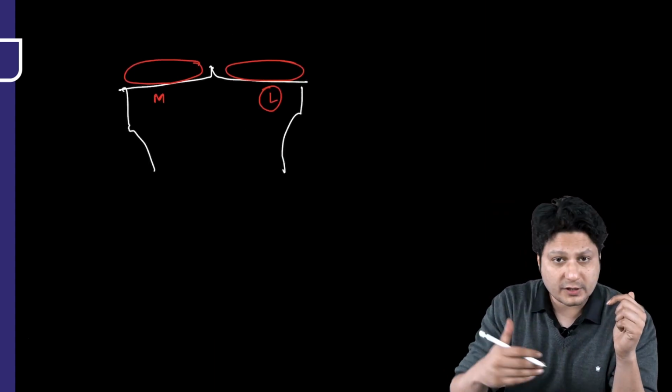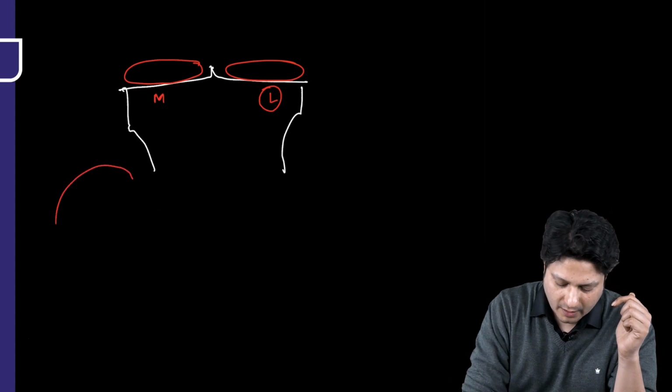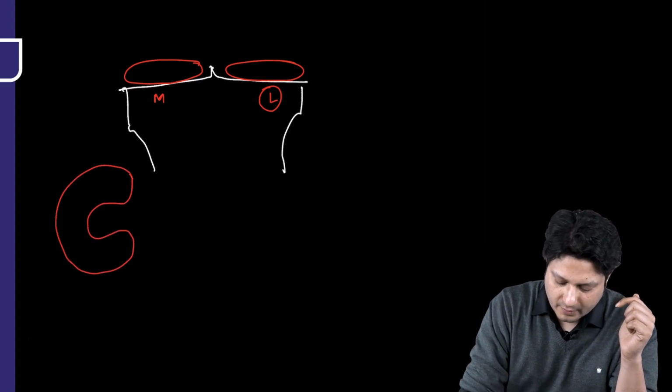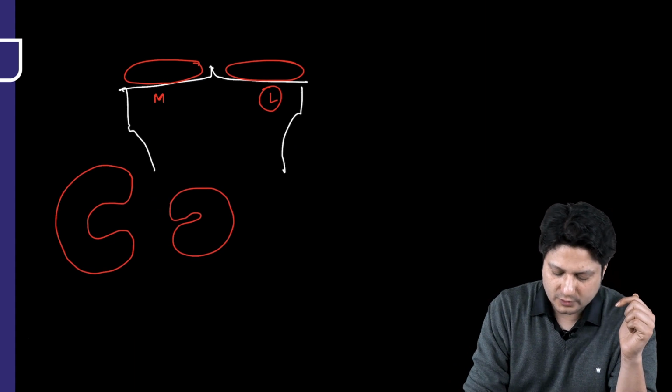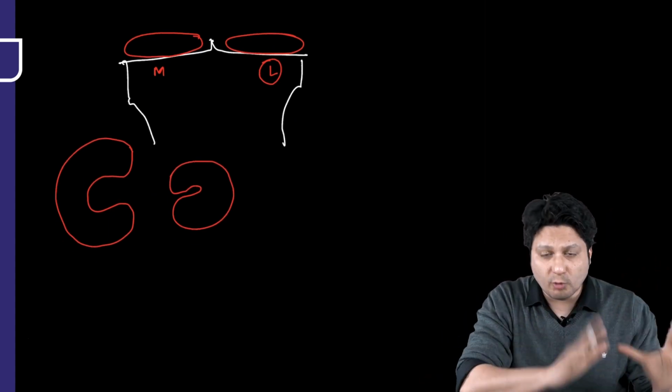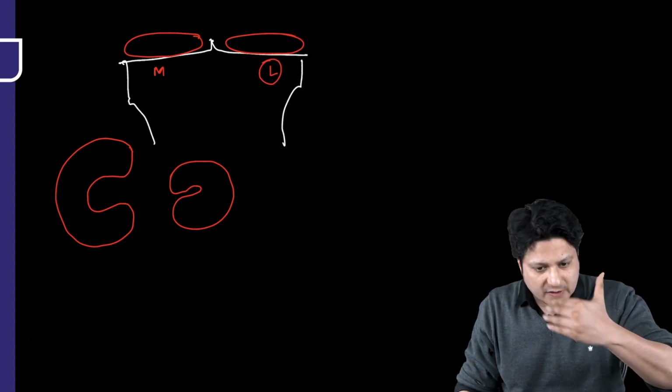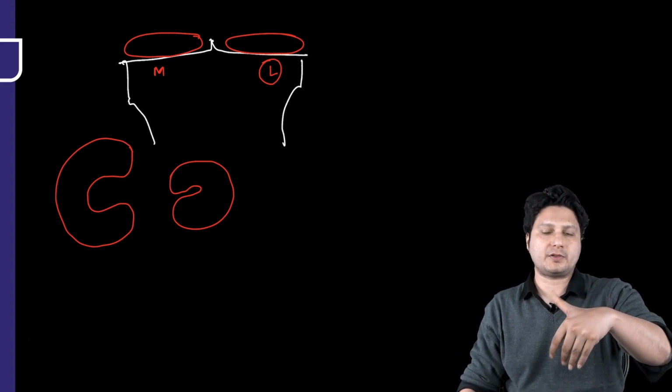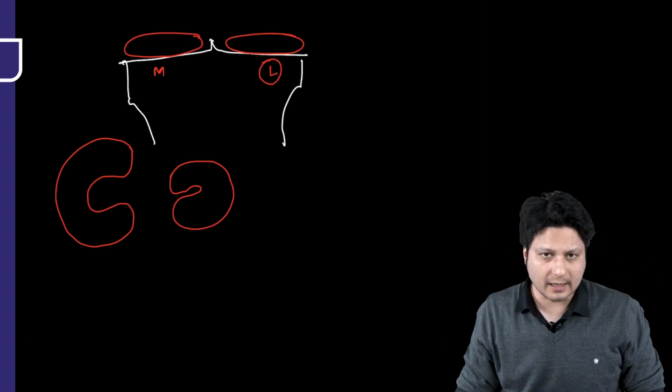If you look at the cross section of these menisci, this is how the medial meniscus looks, while this is how the lateral meniscus looks. All right. That means the diameter of the medial meniscus is more compared to the lateral meniscus, but the surface area which is encroached by the medial meniscus is lesser compared to that of the lateral meniscus.